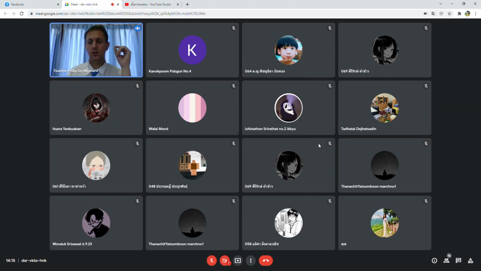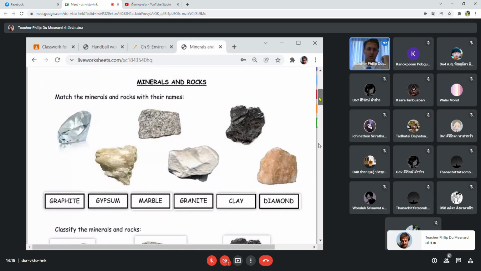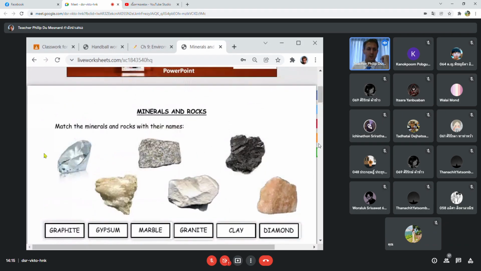Okay, guys, I want to review one more worksheet with you because some of the worksheets will also be in the test. So I want you to remember this one. Okay, so let's see. What is this? Diamond. It's a diamond. Very good. Okay, then what about this one? It has big crystals. It starts with a G.